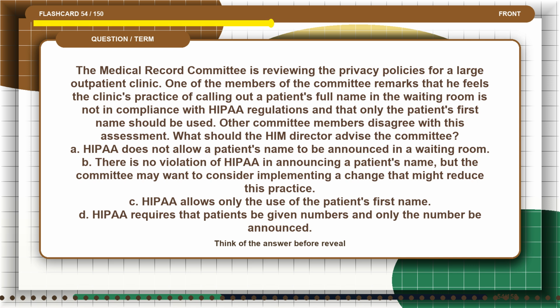A. HIPAA does not allow a patient's name to be announced in a waiting room. B. There is no violation of HIPAA in announcing a patient's name, but the committee may want to consider implementing a change that might reduce this practice. C. HIPAA allows only the use of the patient's first name. D. HIPAA requires that patients be given numbers and only the number be announced. Think of the answer before the reveal.